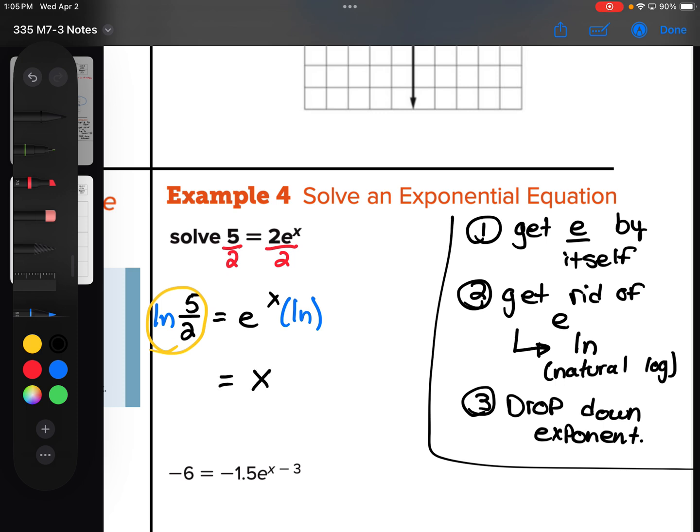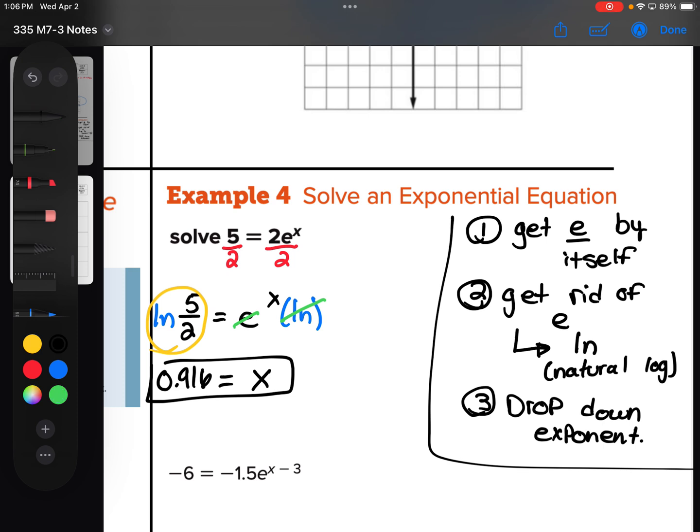So ln, everybody find the ln button on the calculator, 5/2. And you're going to get 0.916. Okay? So does it automatically cancel the e for you when you do that? So that's a definition that we're learning today. If you do the ln, it's going to get rid of e and drop your exponent because it's the inverse of e. Okay. So the natural log gets rid of anything with a base of e.